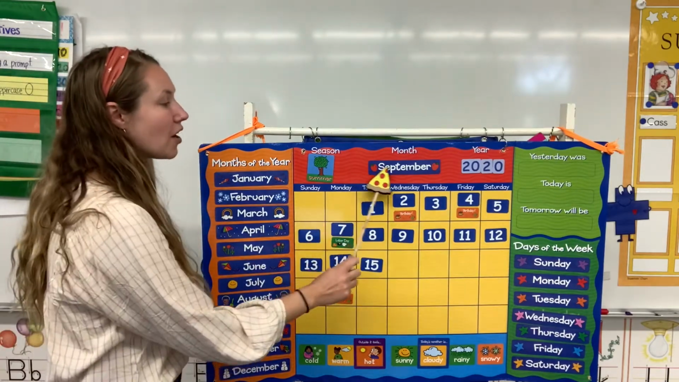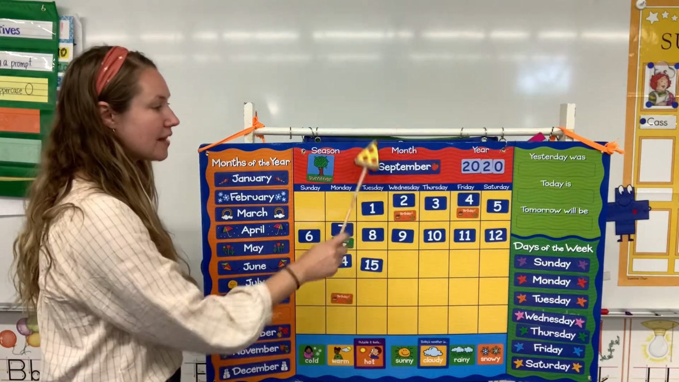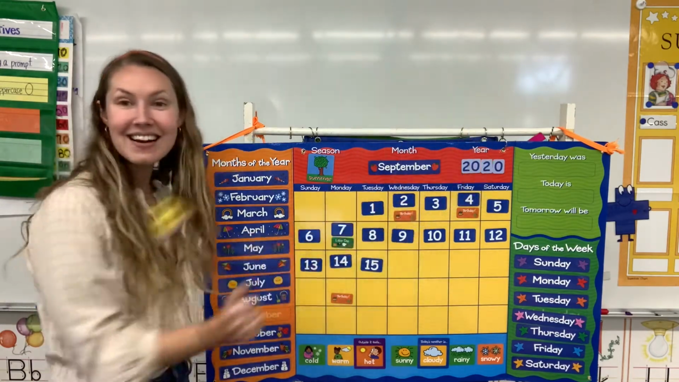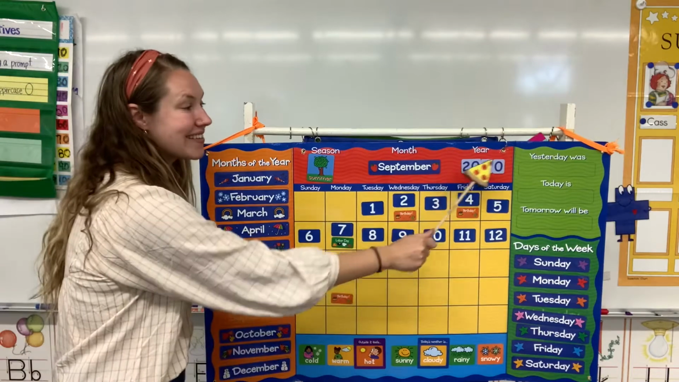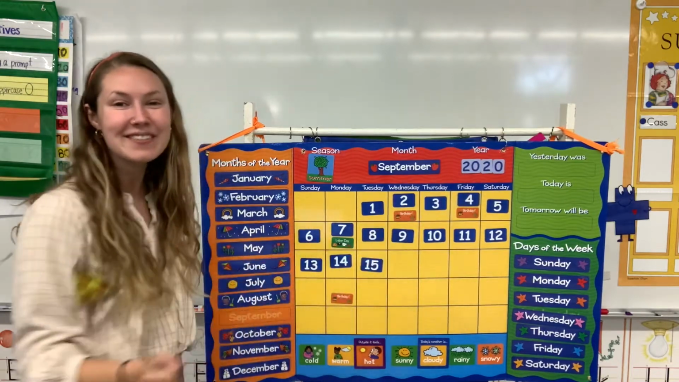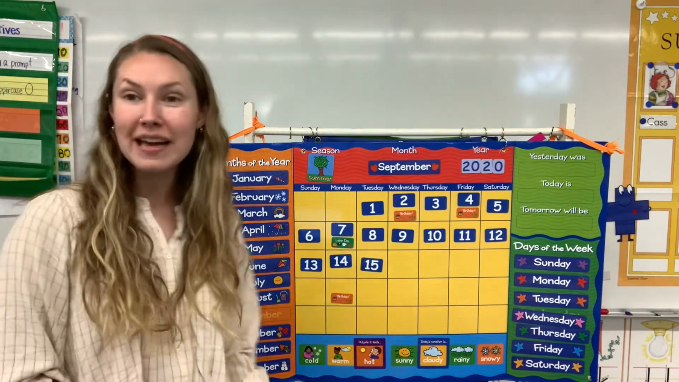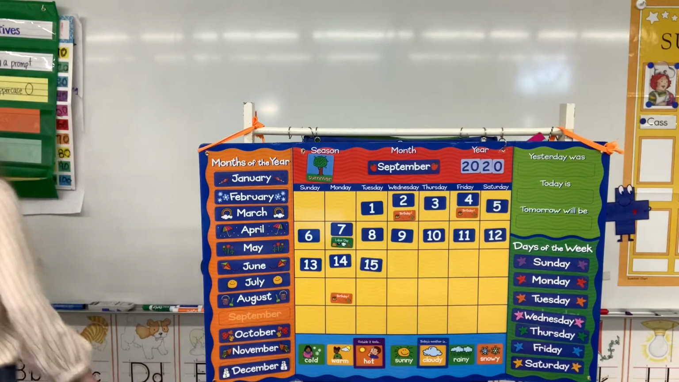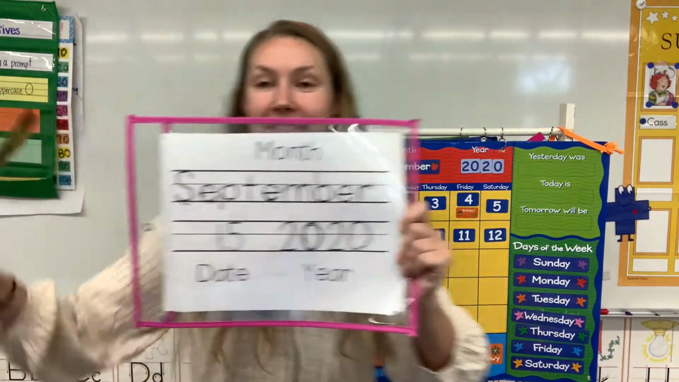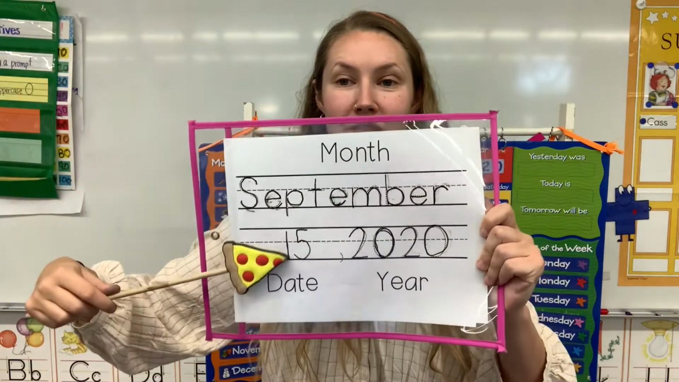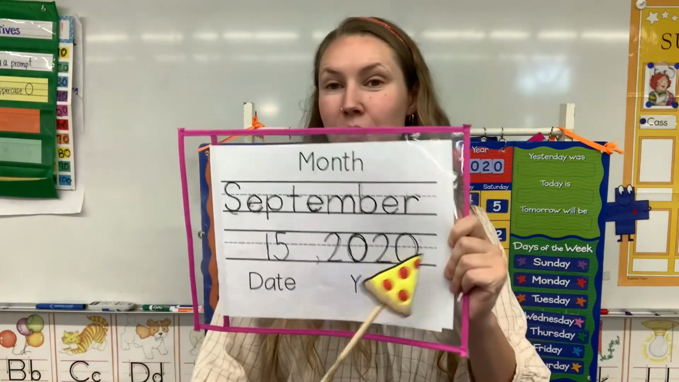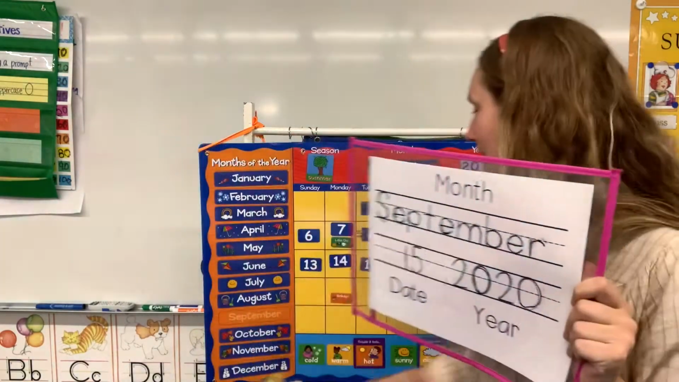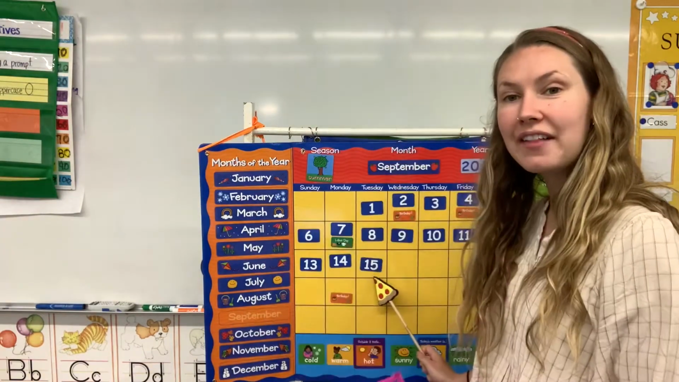So now we know that it is the 15th of September, and the year is 2020. Now you're ready to write your date on your date sheet. So I'm going to get mine out to show you now. I filled mine in, and it looks like this. September 15th, 2020. So I added the 15 just like we wrote on our calendar.